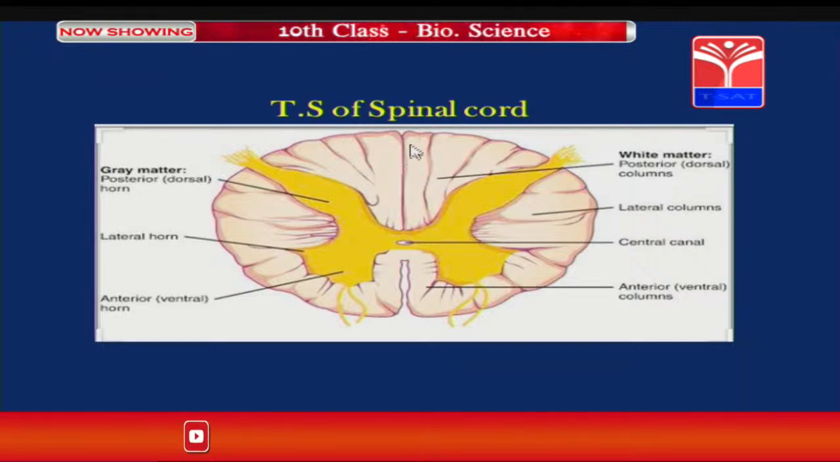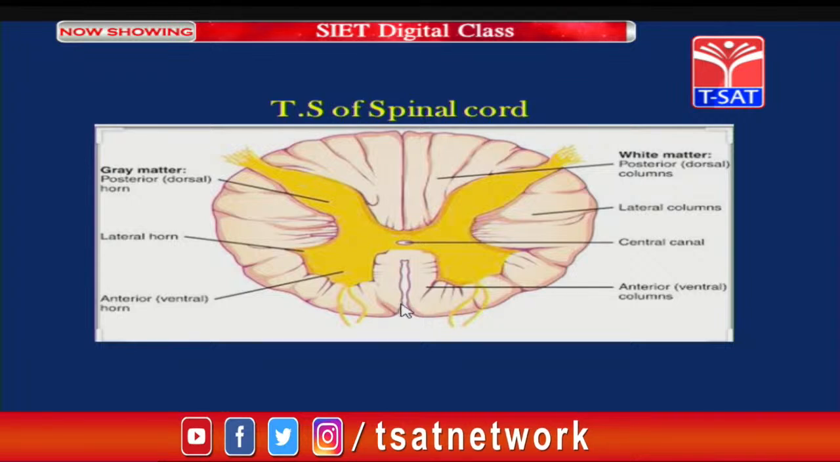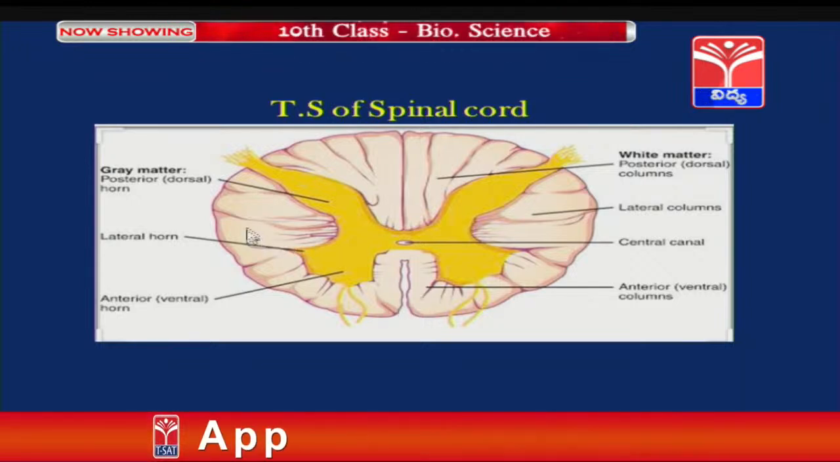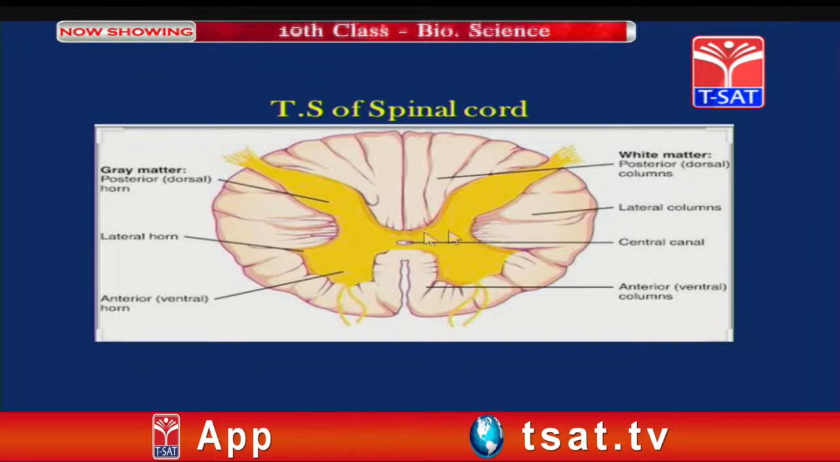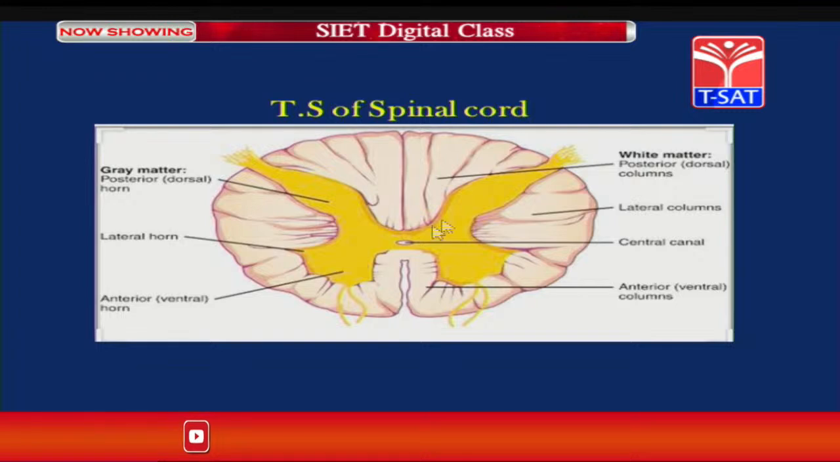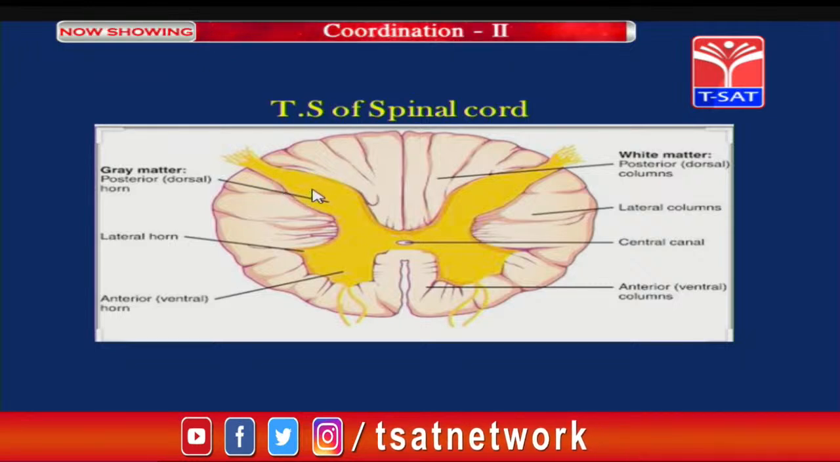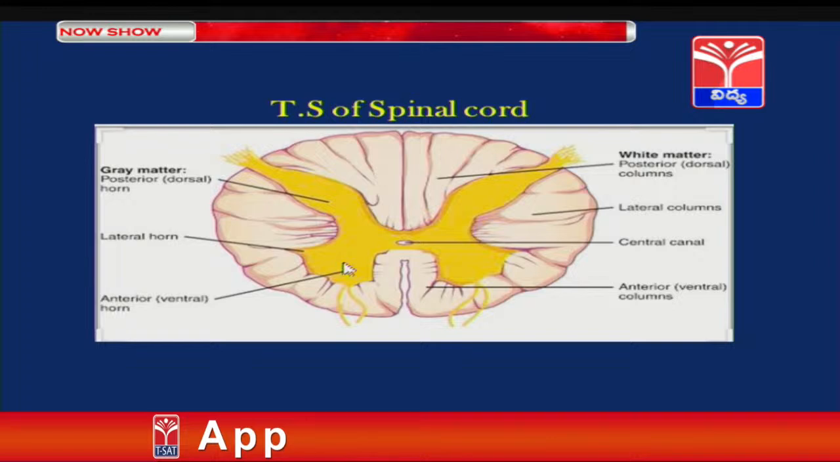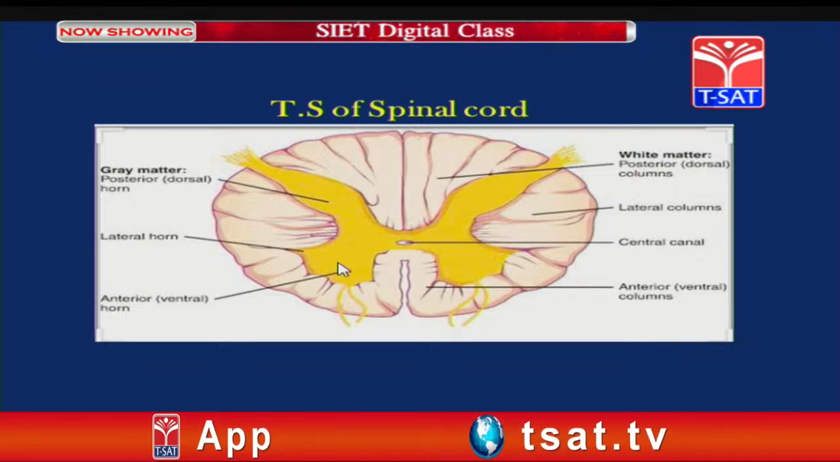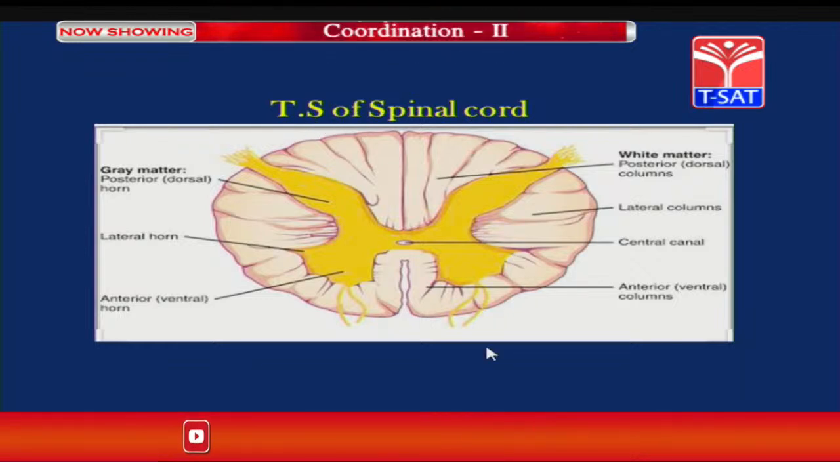This region is called the posterior column or funiculus, and this is called the anterior or ventral column or funiculus, and two lateral funiculi are present on either side of the gray matter. The gray matter is also distinguished into two regions. This is called the posterior horn or dorsal horn, and this is called the ventral horn or anterior horn. So this is the transverse section of the spinal cord.